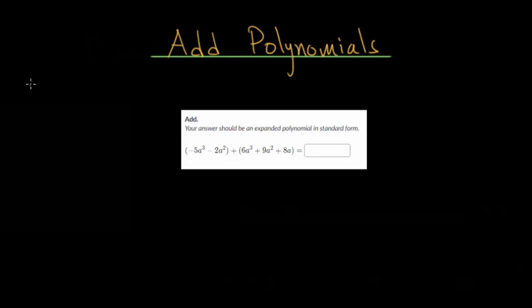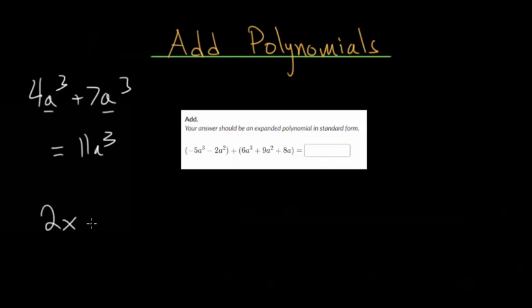So remember, a like term, like if I had 4a cubed plus 7a cubed, they both have a cubed in it. So I have 4 of these a cubes, and then I'm adding 7 more, and so in total I have 11 a cubes. But if I have something like 2x plus 1, these are not like terms. We can't add these together because this doesn't have an x in it and this does. And since we don't know what x is, there's just no way to combine these.